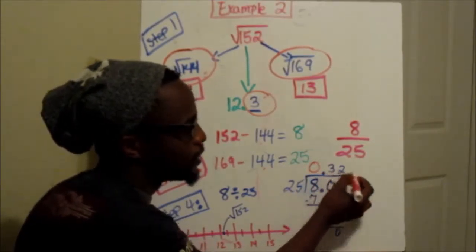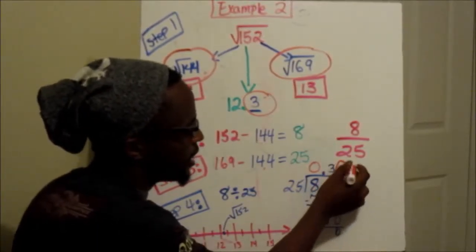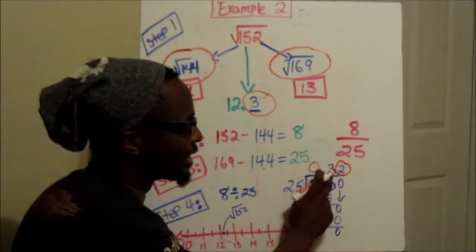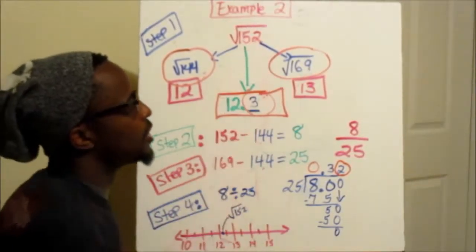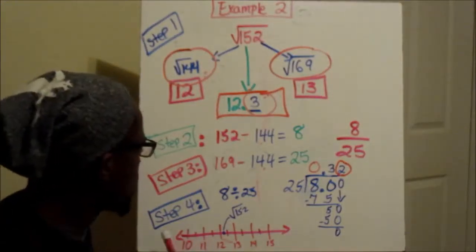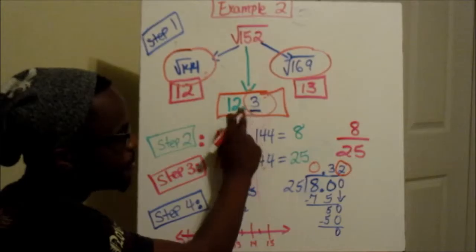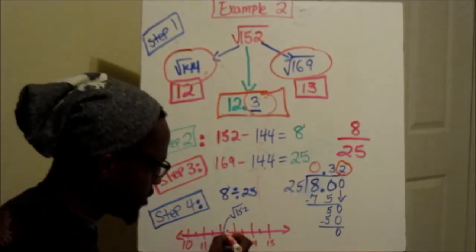I would get 0.32 or 32 hundredths. And if I wanted to round it to the nearest tenths place, I go to my hundredths place. Since that's lower than 5, I can leave this 3 alone. So I would give an estimate of 12.3 for the square root of 152. To plot that on the number line, it'll fall somewhere really close to 12, because 0.3 or 3 tenths over 12 is not that much, so it's right here on our number line.